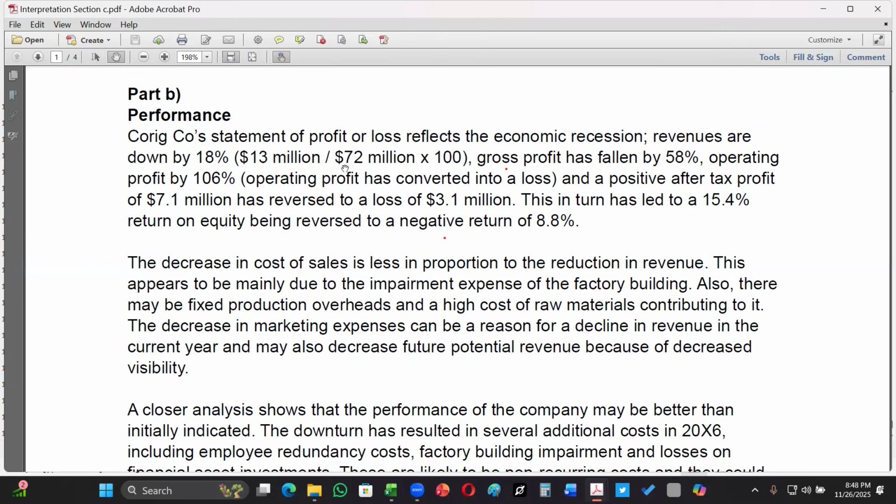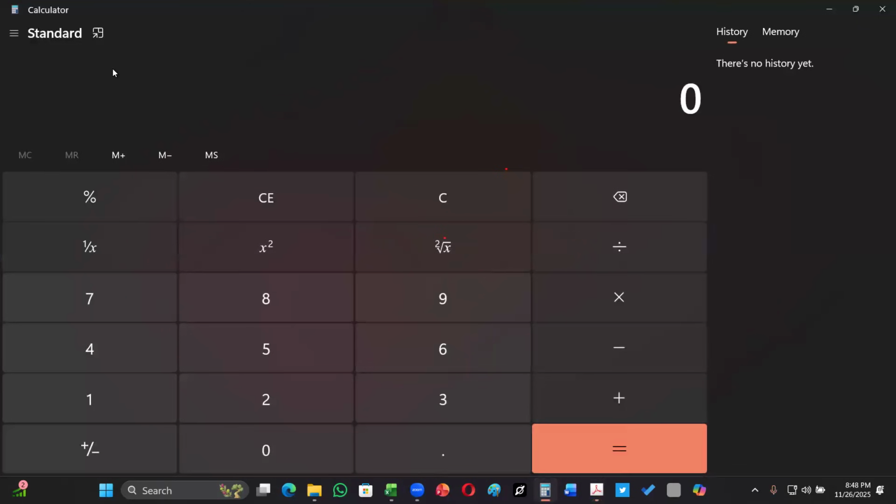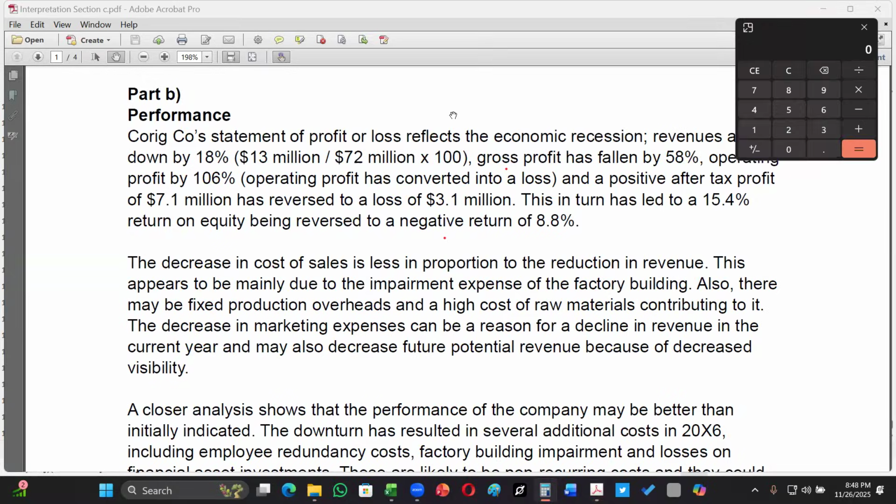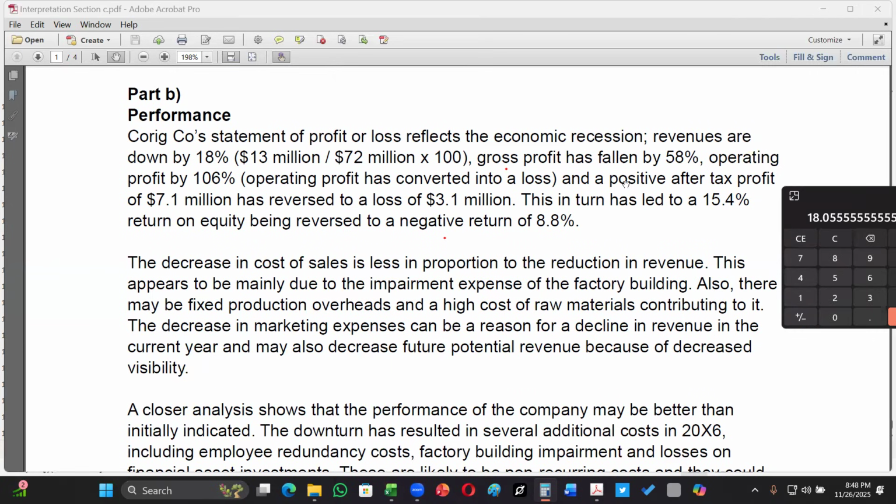Okay, the sales in the previous period were 72, and now they are 59. So if we just quickly check these figures, we can understand. So the sales now are 59. So previously they were 72. So if we take the difference of 72 and 59, it is 13. And if we divide 13 by 72 and multiply by 100, we get this 18% fall in sales revenue. Okay, we've already seen that the sales revenue have gone down. So this is the calculation in terms of percentages.